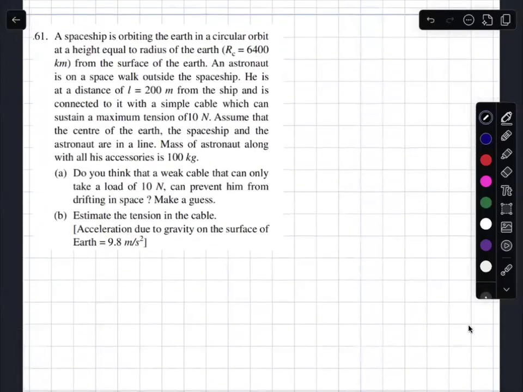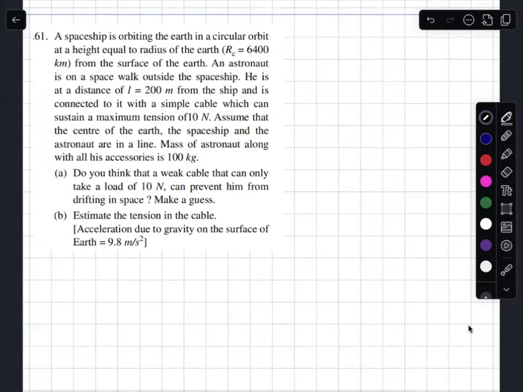61. Carefully go through these questions. 61. Go through the question carefully.